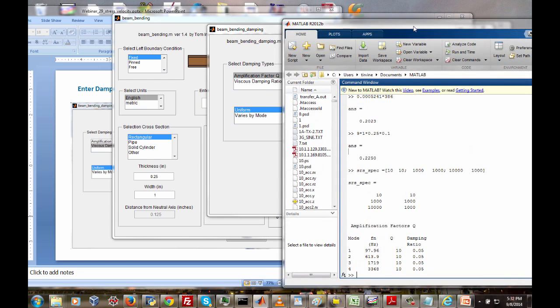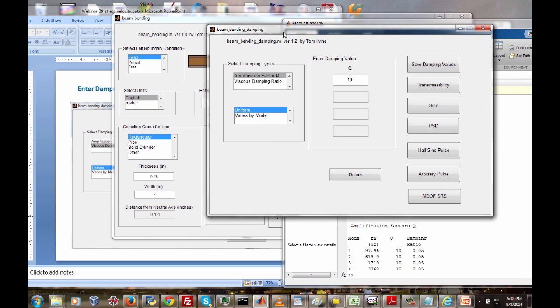And if we go back to our command window, you can see, okay, here's our first 4 modes, our bending modes, corresponding Q values and corresponding damping ratios. So that's all well and good. So we're ready to move on. It's good to just sort of double check.